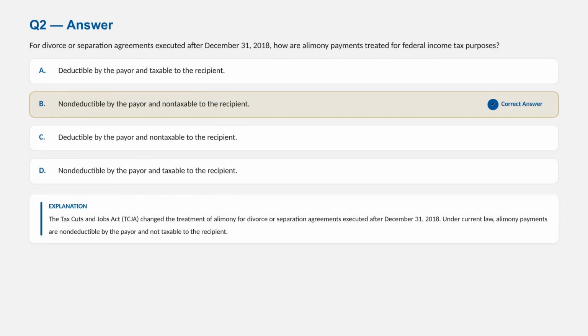The correct answer is B. Non-deductible by the payer and non-taxable to the recipient. The Tax Cuts and Jobs Act (TCJA) changed the treatment of alimony for divorce or separation agreements executed after December 31st, 2018. Under current law, alimony payments are non-deductible by the payer and not taxable to the recipient. Great. Now let's move to our next question.